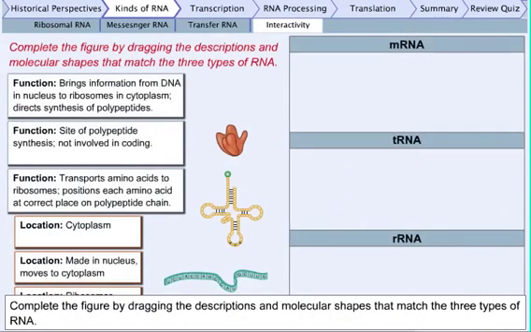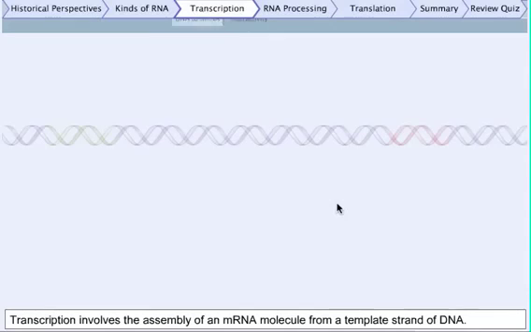Complete the figure by dragging the descriptions and molecular shapes that match the 3 types of RNA. You have not finished this activity.